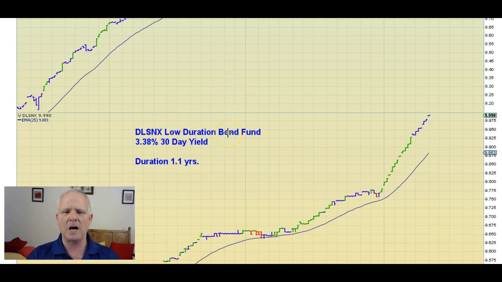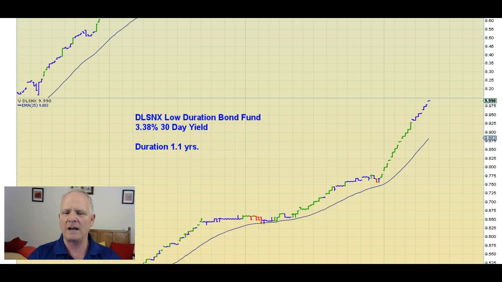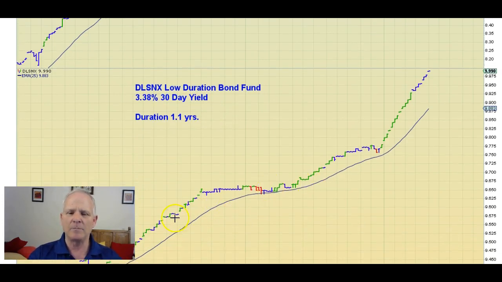There's a low duration bond fund, DLSX DoubleLine, duration 1.1 years. This is a very good short-term bond fund. Now, the price of the net asset value has been going up because, generally speaking, interest rates have been going down. As interest rates go down, the price of the bond has been going up, and then it pays a 3.38% 30-day yield. This is not the yield here necessarily. This is just the net asset value.